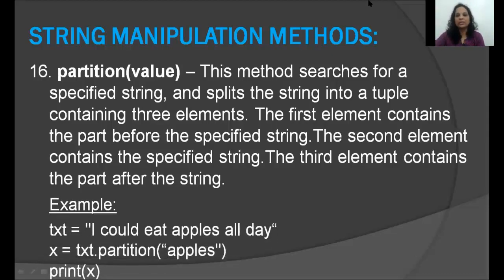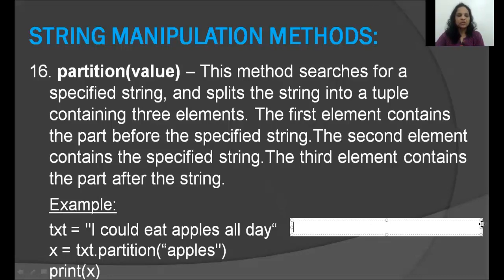Now in this example, if I want to tell you what the partition did, can you see the string is "I could eat apples all day", and it says partition using the word apples. So I get a list. Okay, sorry, I get a tuple, where the first element of the tuple is all the characters before the word apples appeared. So it is "I could eat" space. That's the first string that I get.